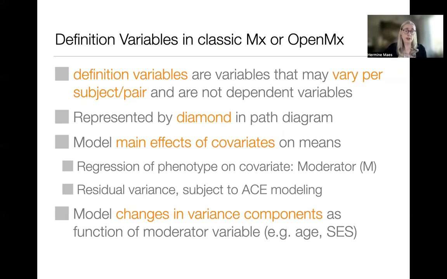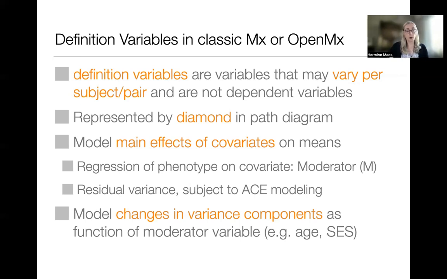They are typically represented in a path diagram as a diamond, and we can use them not only to model the main effects of covariates on the means, but also to model changes in the variance components. So when we first model them on the main effects, then it's really like a regression of the phenotype on the covariate, where the residual variance can then be further partitioned into sources due to A, C, and E.